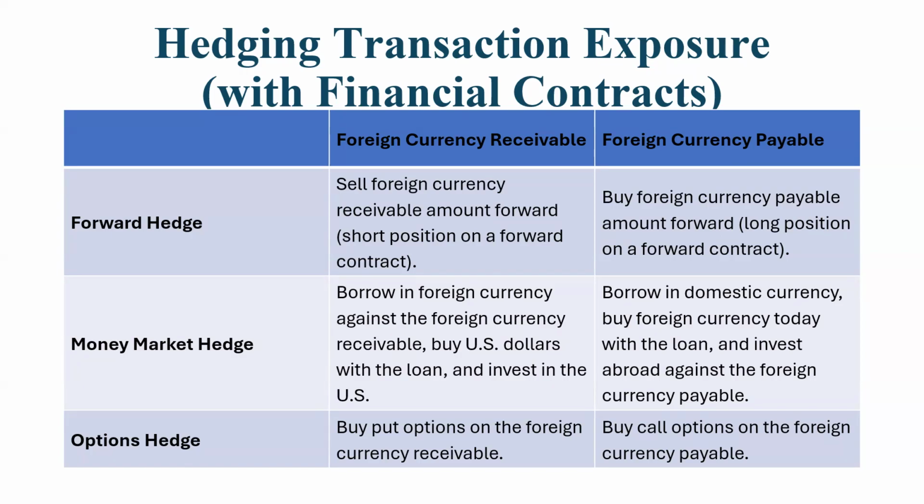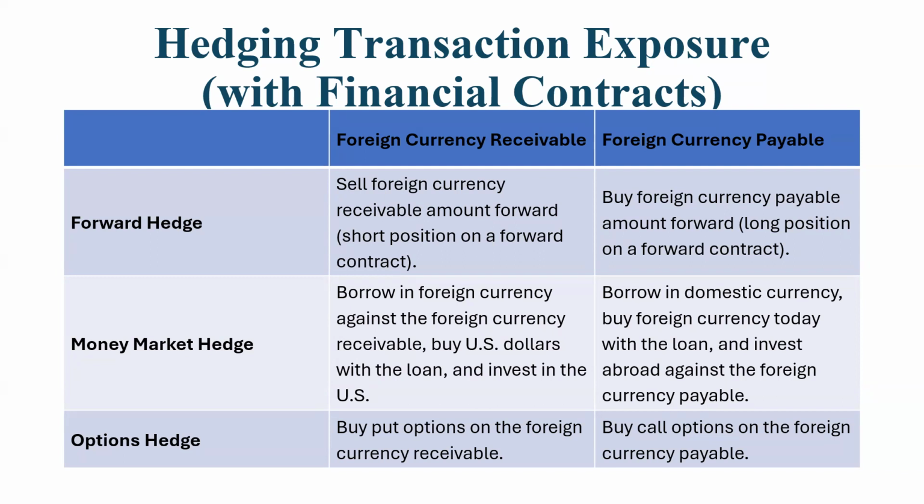So focusing on hedging with financial contracts, we can hedge transaction exposure such as foreign currency receivables and foreign currency payables with financial contracts such as forward contracts, money market instruments, options, and swaps. So let's consider the forward market hedge. And we begin that discussion by looking at foreign currency receivable. So using a forward hedge for a foreign currency receivable.